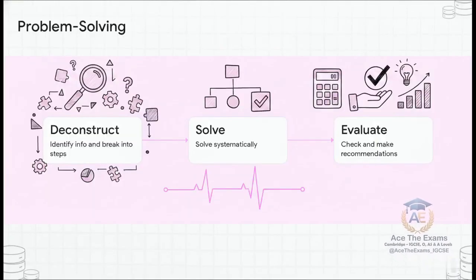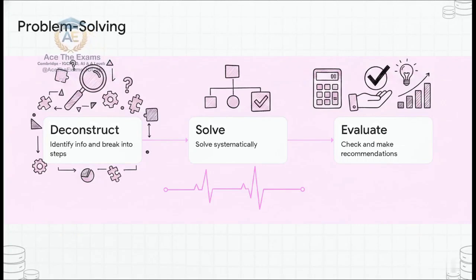To make this entire process even easier to remember in the absolute heat of the exam, we can simplify this problem-solving workflow into a fundamental triad: deconstruct, solve, evaluate. First, you identify the given information and break it down into manageable logical steps. Then you solve it systematically, applying your frameworks. Finally, and crucially, you check for reasonableness and evaluate your solution against the constraints of the prompt. This triad is the heartbeat of algorithmic problem solving.